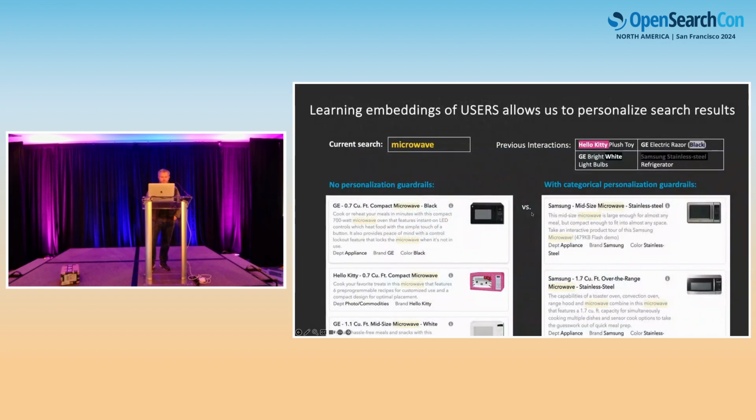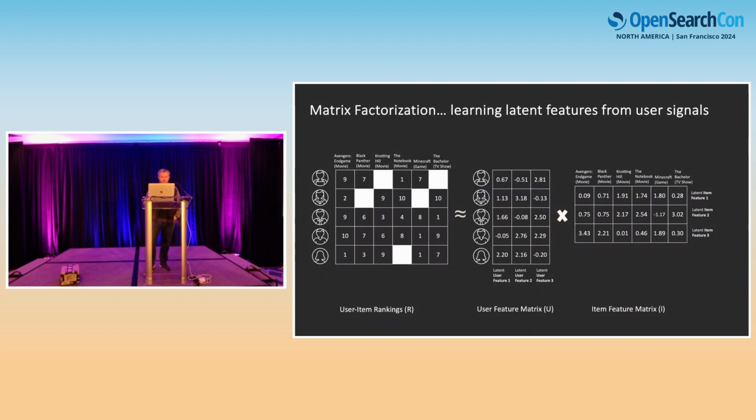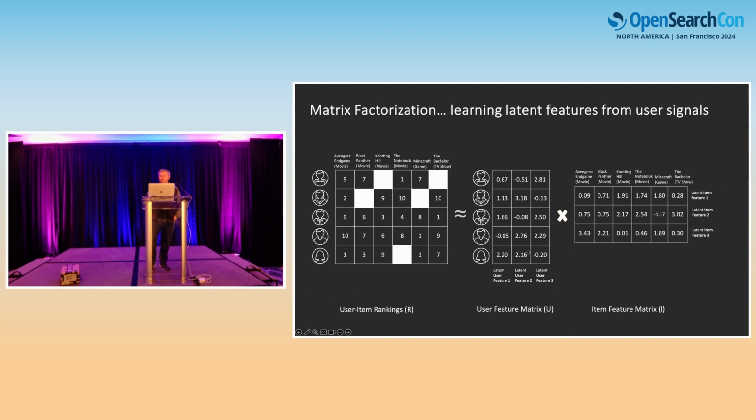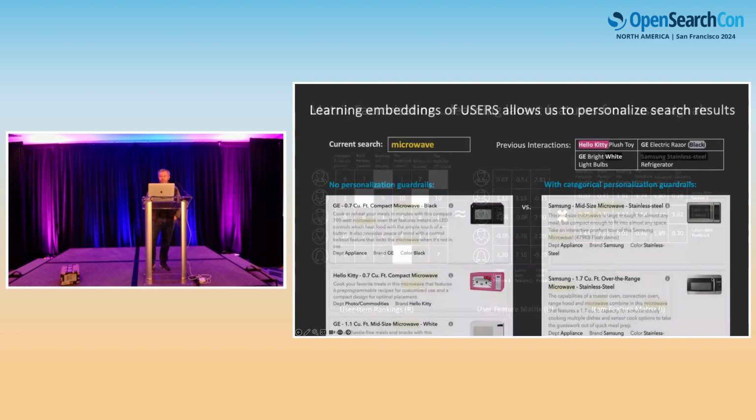I'm going to come back to, hold on one second. Yeah, we'll keep going. Once I do that matrix factorization, now I actually have a list of latent features for each user and a list of latent features for each item. Whenever the user runs a search in the future, I can use that list of latent features to influence or personalize the results up and down.